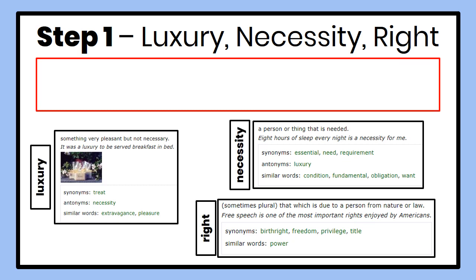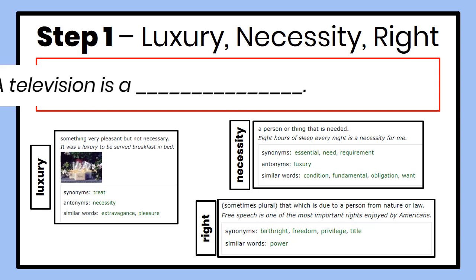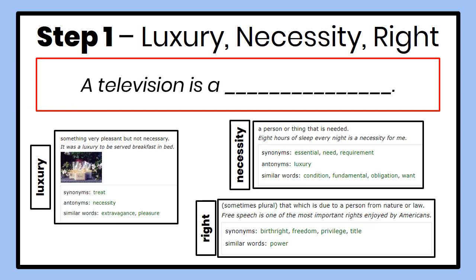Let's practice with some examples. A television is a luxury, necessity, or right. A television is a luxury. It's not a necessity. You don't have to have a television to survive. And having a television is not a right. There is no law that gives everyone in the United States or the world a right to a television.